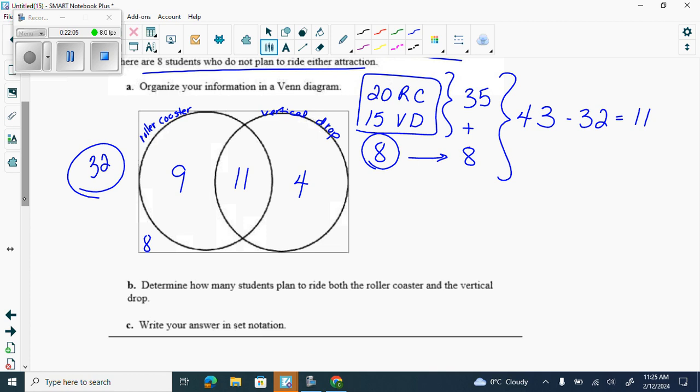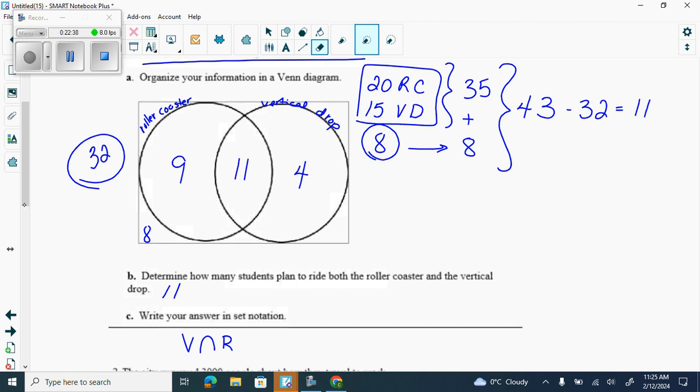Okay? Determine how many students plan to ride both the roller coaster and vertical drop. 11. Now remember, if this was a written response on a test, you'd say 11 students plan to ride both the roller coaster and vertical drop. Write a sentence, and then write your answer in set notation. We want vertical drop and roller coaster. Off to the side, I would say, let V represent vertical drop, let R represent roller coaster. And then I could use V and R, correct? But I need a let statement to know that that's what I'm letting them stand for.